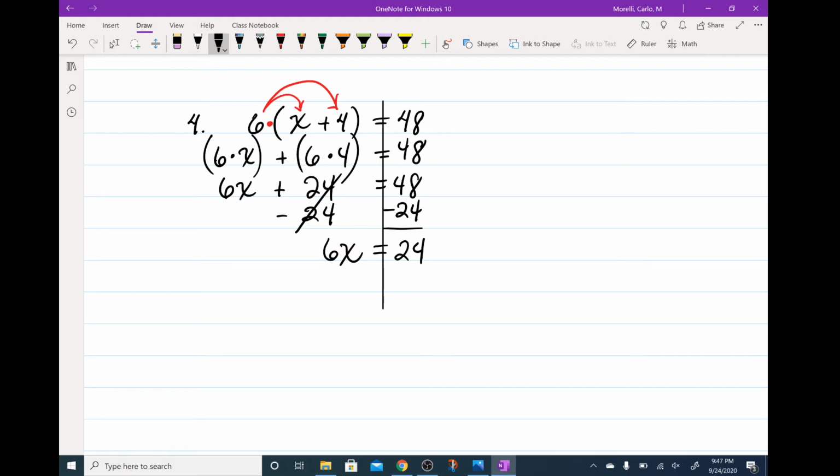So I've got 6x equals 24, aka 6 times x equals 24. To get x by itself, I'll divide, since that's the opposite of multiplication. I'll divide both sides by the x coefficient of 6. 6 over 6 cancels down to 1, leaving me with x equals 24 divided by 6, or let's say this fraction, 24 over 6, reduces down to just 4. So x equals 4. Let's put that in a box.